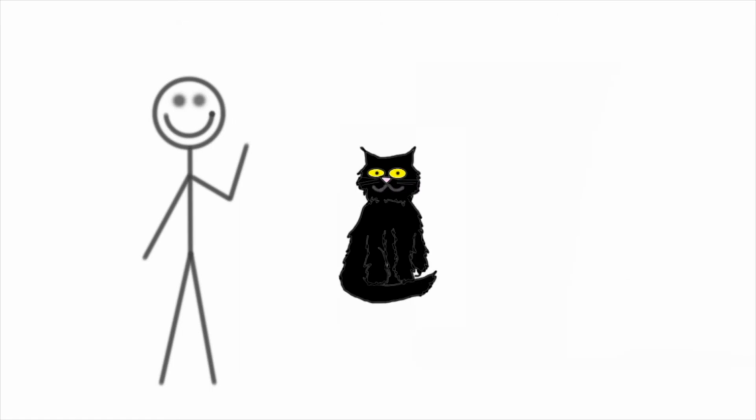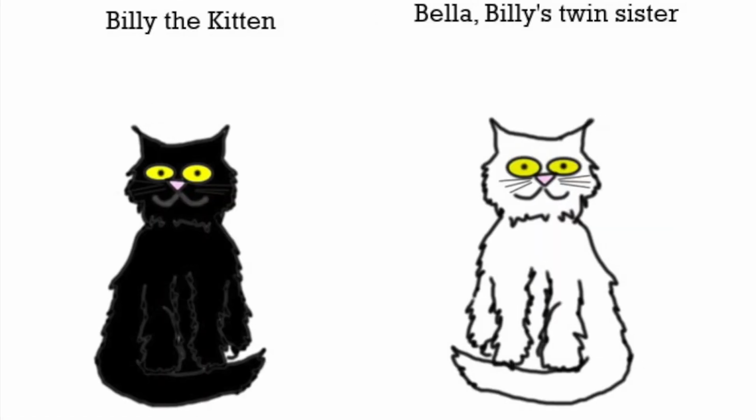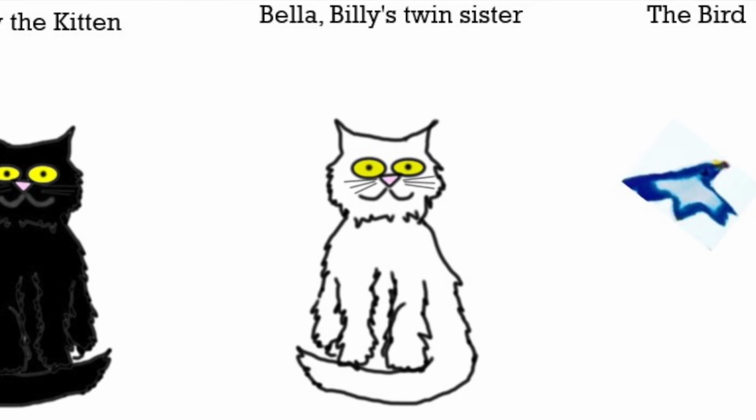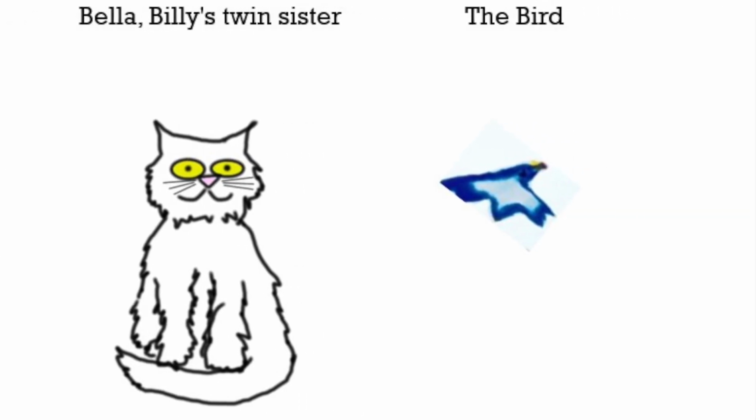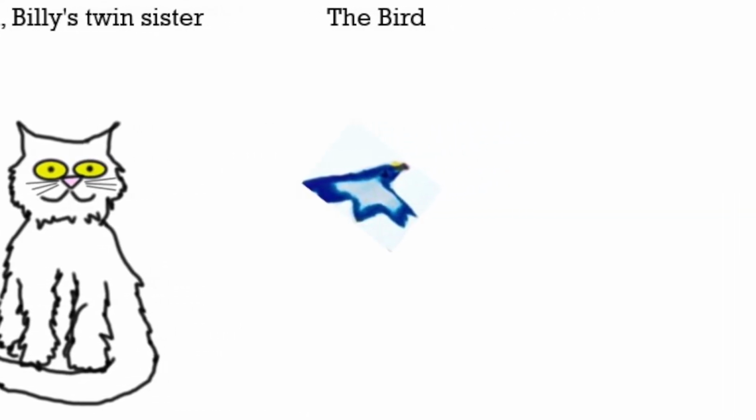Now let's have a look at how I made this story. Firstly, I came up with some characters. Characters are beings that live in your story. They can be humans, animals, plants, anything you want. The characters of this story were Billy the kitten, Bella, Billy's twin sister, and the bird.